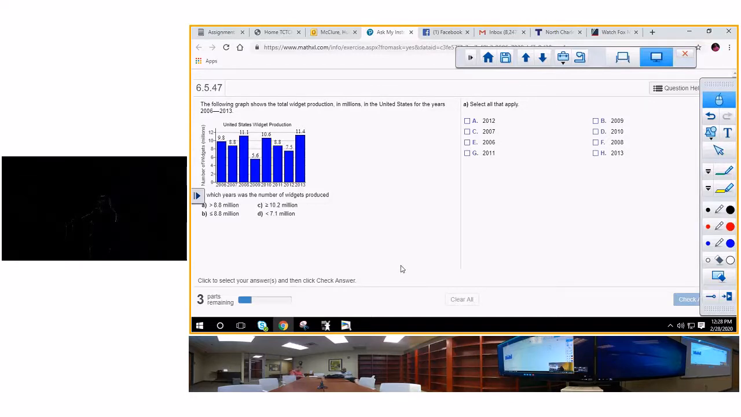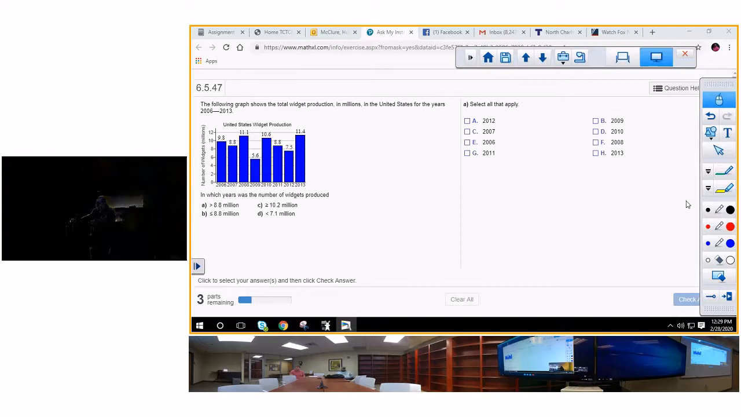Okay, this is a standardized test question. I don't remember seeing this one, but it is a standardized test question, so you need to write it down as one. The first question says, the following graph shows the number of widgets produced. In which years was the number of widgets produced greater than 8.8 million?